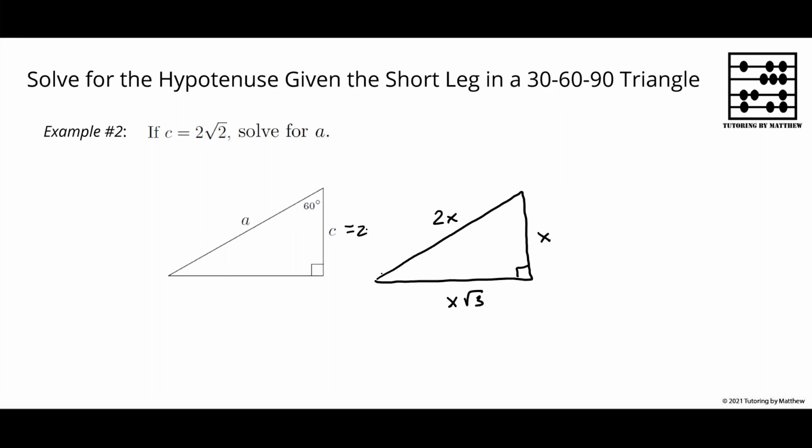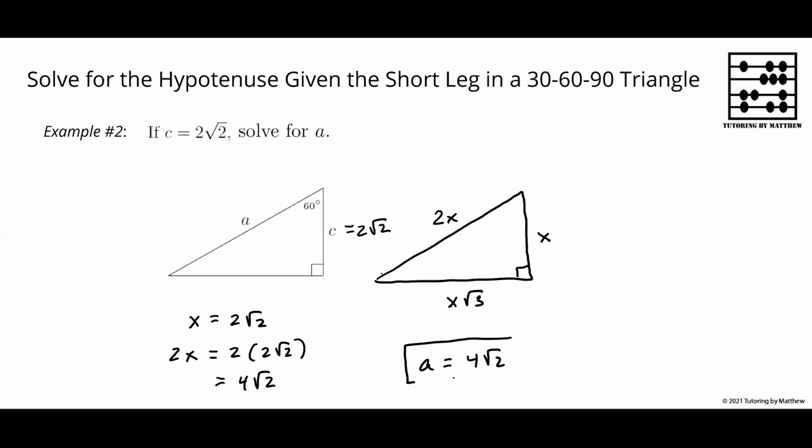Since C equals 2 square root 2, and this is the short leg, set the known side equal to the reference side. X is 2 square root 2. Since we want the value of A, which is the hypotenuse, we really want 2x, which means we need to double the value of 2 square root 2, or double the short leg. This results in 4 square root 2. Since A is the same as 2x and the hypotenuse, A equals 4 square root 2.